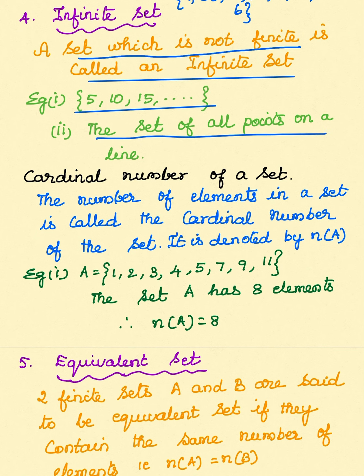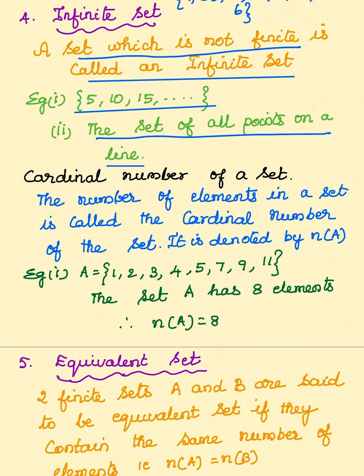The set of all points in a line. You know a line has infinite number of points. Many points are there on a line. You cannot count the number of points in the line. So it is an example of infinite set.